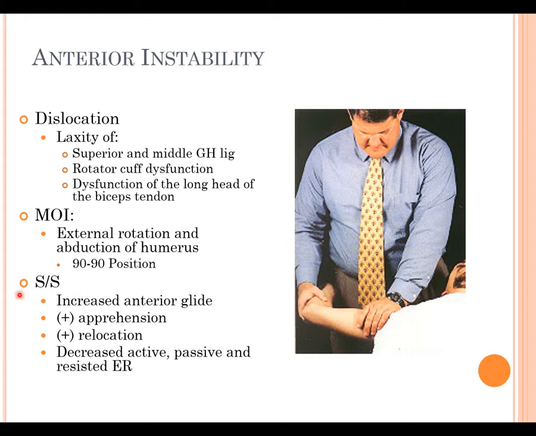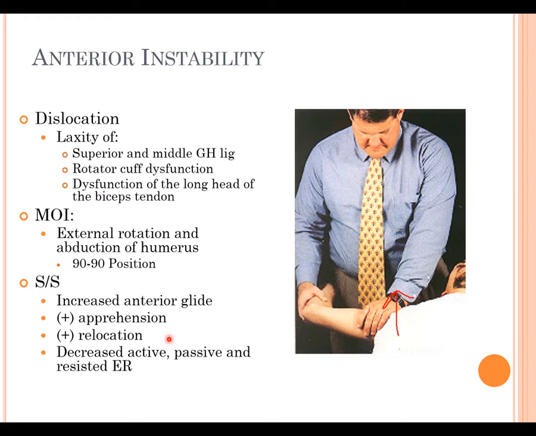When we start doing our special tests and things like that, you will see an increase in anterior glide. So if he took his hand underneath here and pushed up, there would be an increase in glide. The humeral head would move off of the glenoid fossa, and you could actually feel that increase in glide. We also will have a positive apprehension test and a positive Jobe relocation sign.